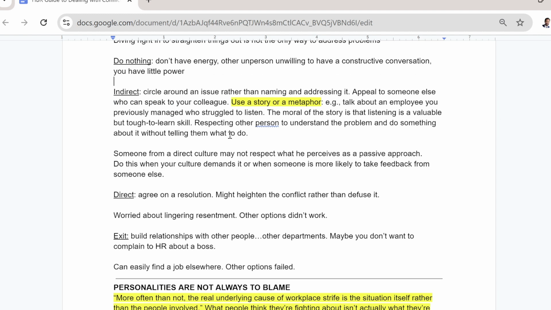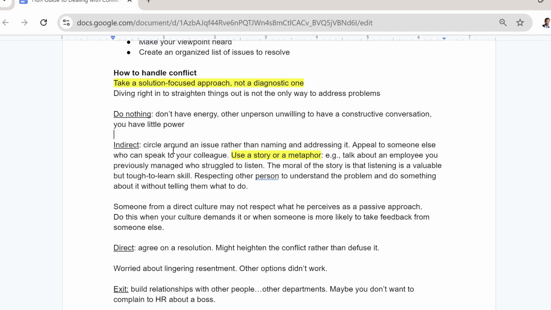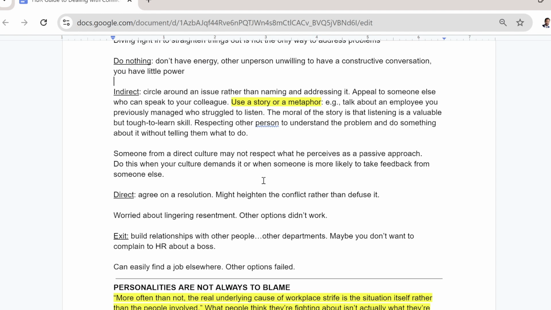Indirect approaches to conflict would be circling around an issue rather than naming it and addressing it. Appeal to someone else who can speak to your colleague instead of you. You can also use a story or a metaphor. So this is particularly effective if somebody's very sensitive, I would say. If you can tell a story rather than implying that they did something wrong, they'll get the message without it seeming like you're telling them what to do.